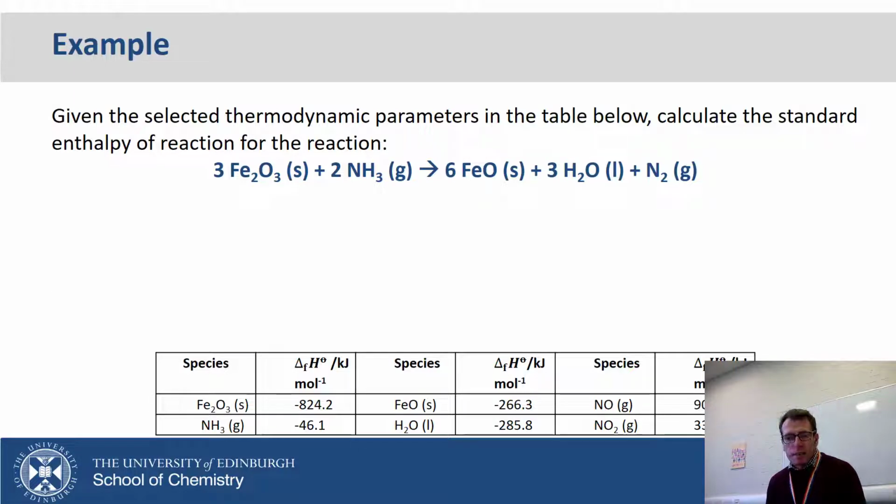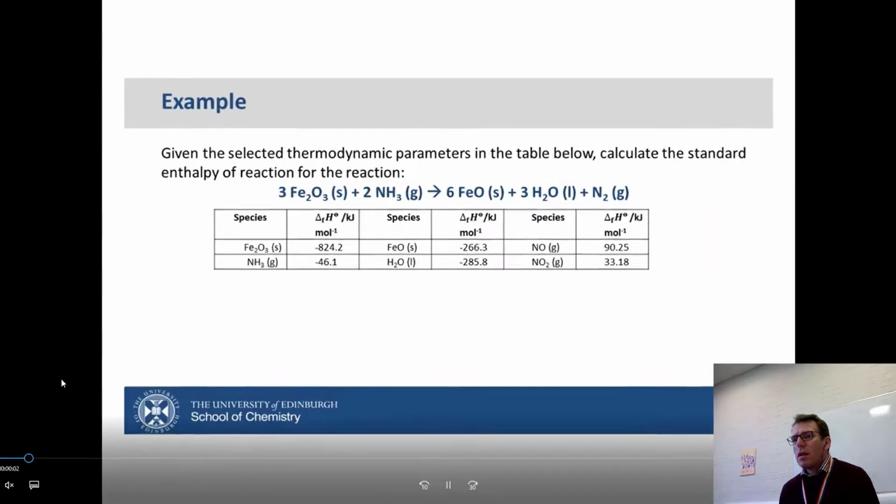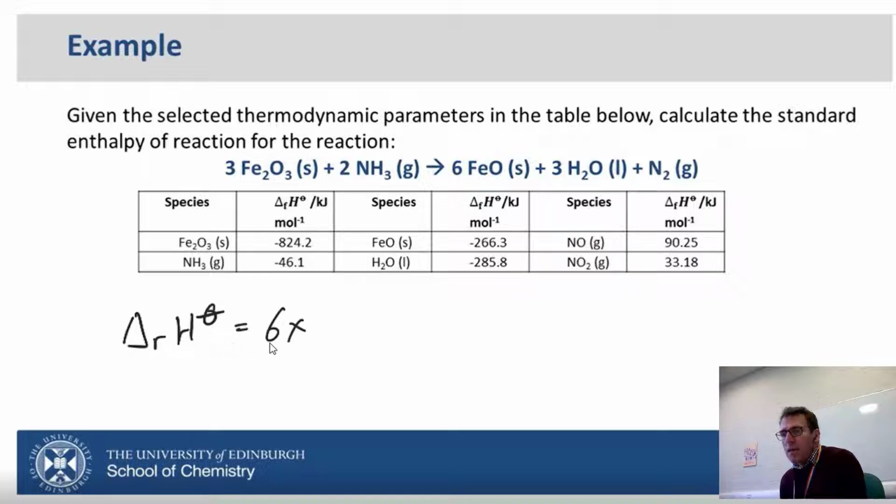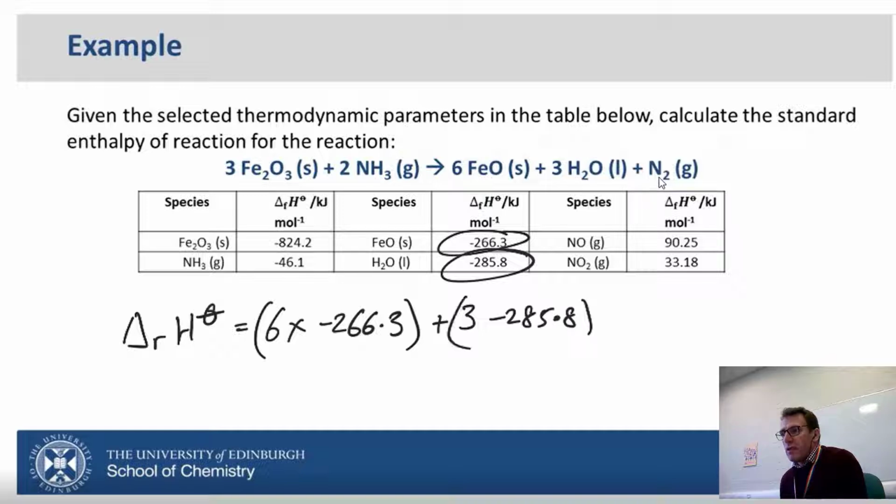So let's have a look at another example. So here we can see we've got our reactants and products, and we're told the enthalpies of formation of our reactants and of our products. So our reactants here are iron oxide and ammonia, forming FeO, water and nitrogen. Alright, so our enthalpy of reaction is the sum of the enthalpies of formation of products. So it's our FeO value. So FeO value is minus 226.3. There are 6 of them. Our water value, 3 times the value for water. And our nitrogen value. Well, we're not given nitrogen, but nitrogen is an element, so therefore it has an enthalpy of formation of 0.